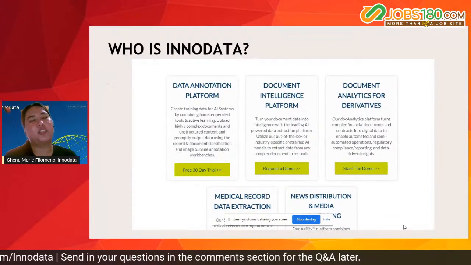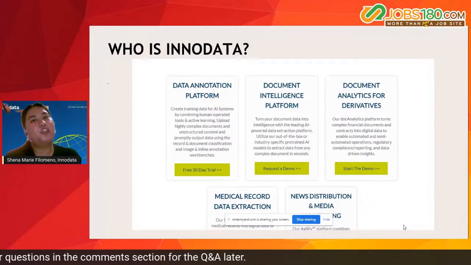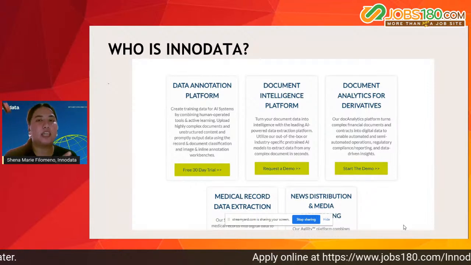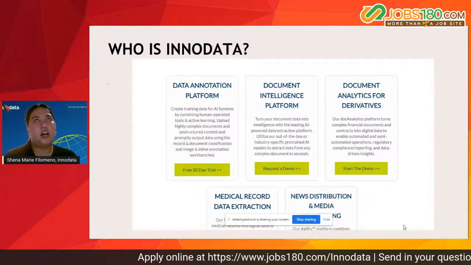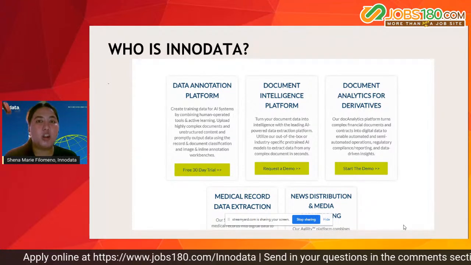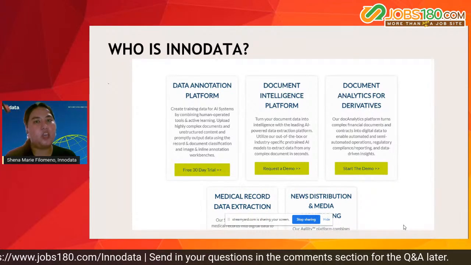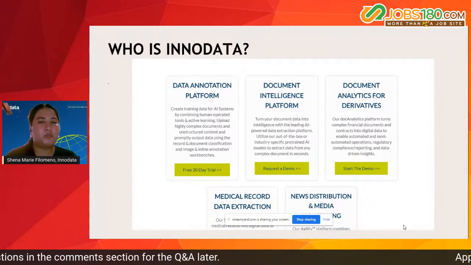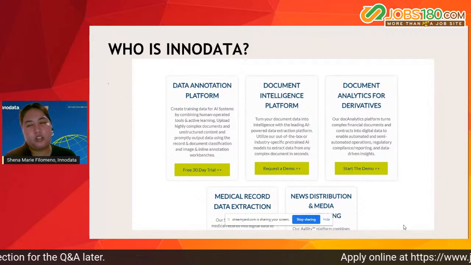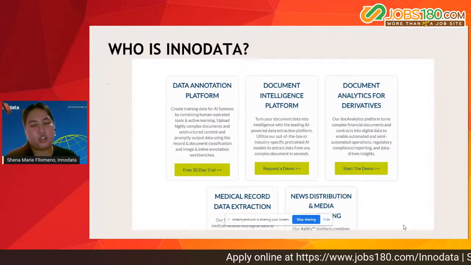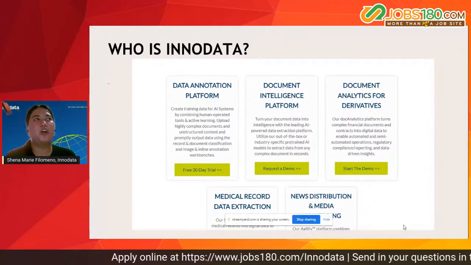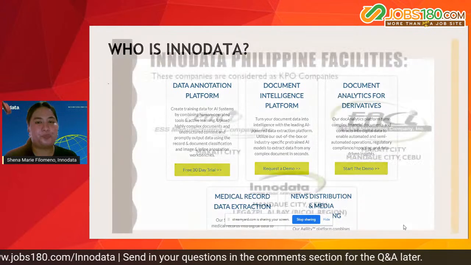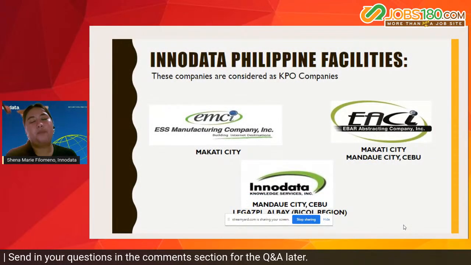So, Innodata first is we are a pioneer in converting physical books to digital books. Okay, so lahat ng nababasa natin sa Amazon, sa Kindle, sa lahat ng journals, online journals were manufactured by Innodata. But now we are also venturing into data annotation platform, document intelligence platform, document analytics for derivatives, medical record data extractions, news distribution, and media. And then we are also into artificial intelligence and machine learning. So that's Innodata.